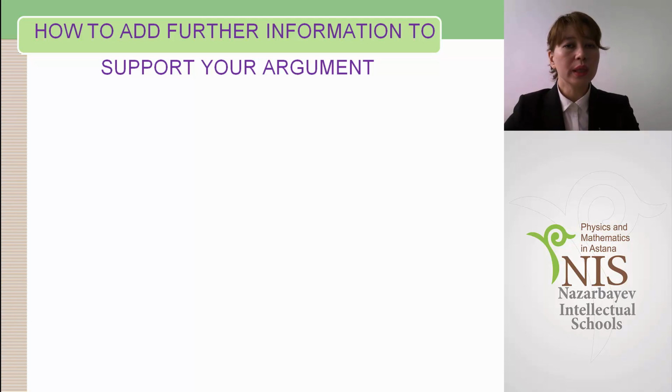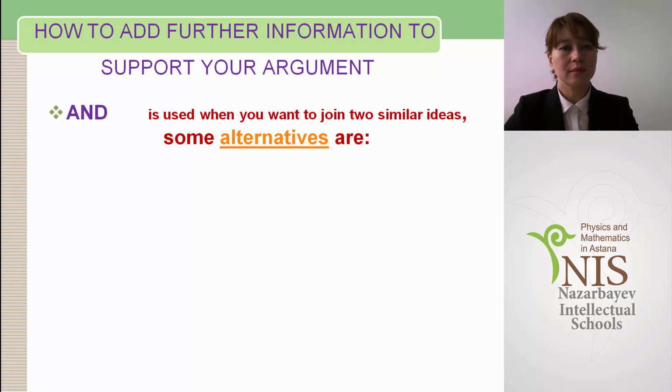Then, how can we add further information to support your argument? Your ideas, please. Of course, we may use "and." "And" is always used when you want to join two similar ideas. In what other ways can we do it? Could you give me alternative variants? Thank you. Let's see what else we can add to this.